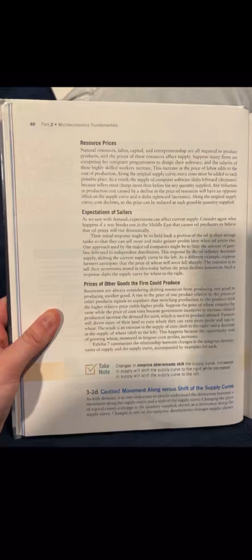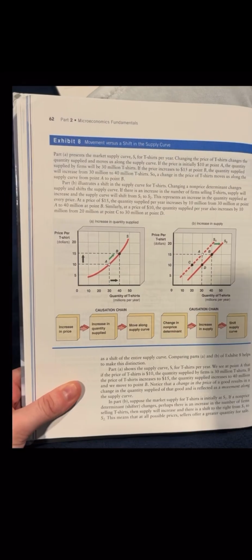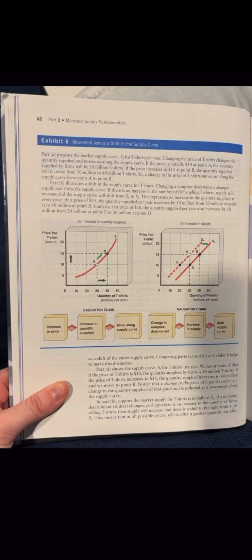3-2 D. Caution. Movement along versus shift of the supply curve. As with demand, it is very important to clearly understand the distinction between movement along the supply curve and a shift of the supply curve. Changing the price of a good causes a change in the quantity supplied, shown as a movement along the supply curve. Changing any non-price determinants changes supply, shown as a shift of the entire supply curve.